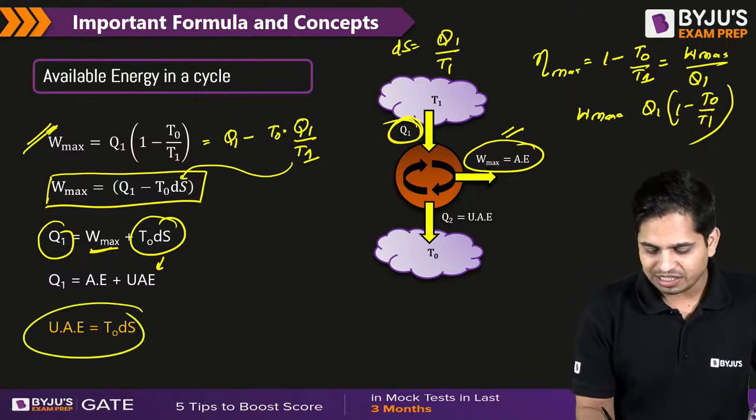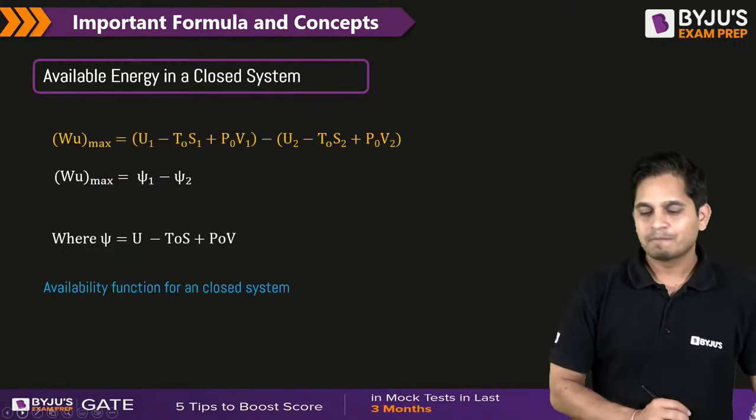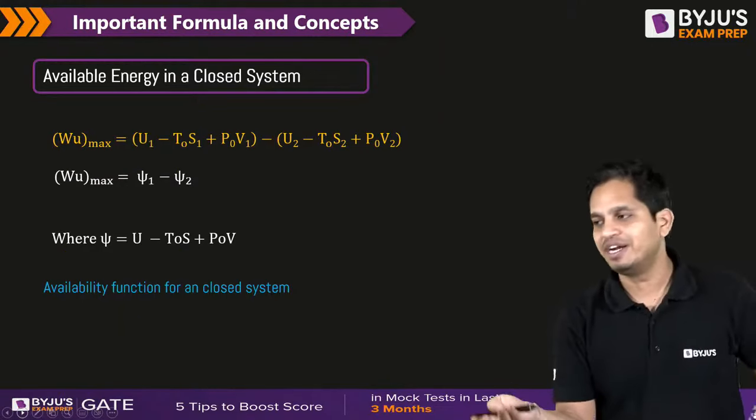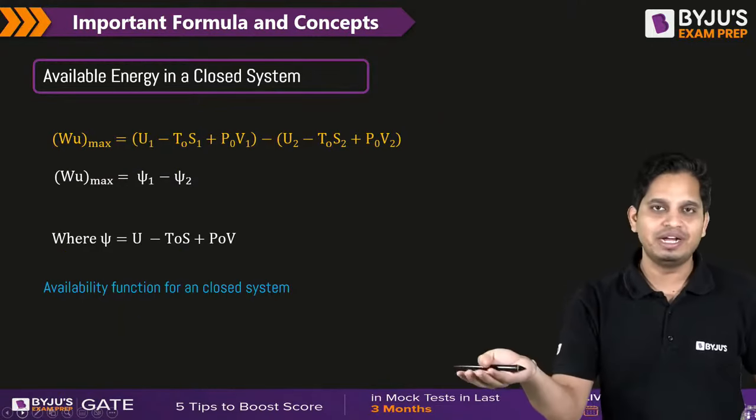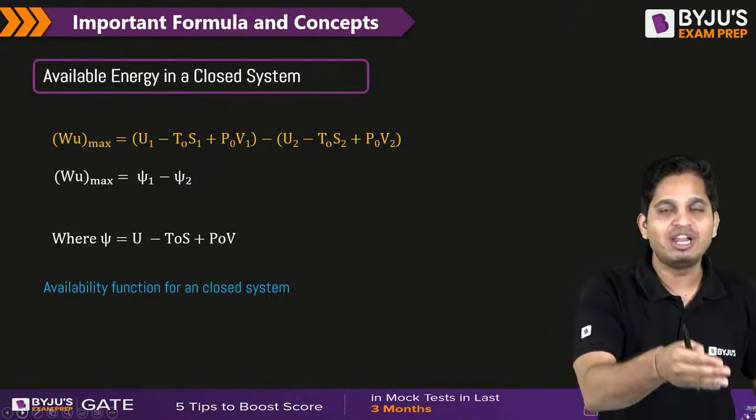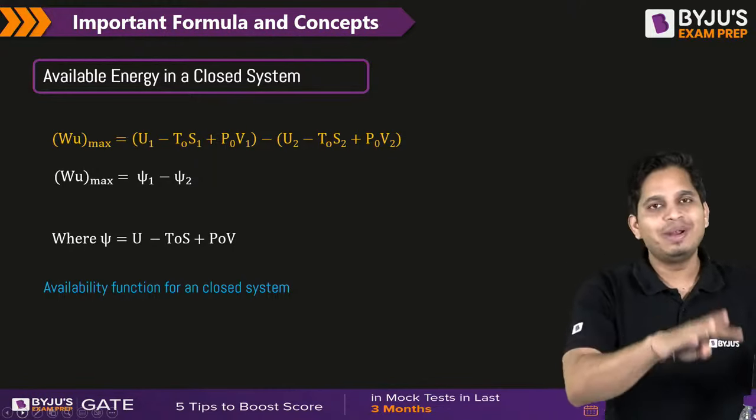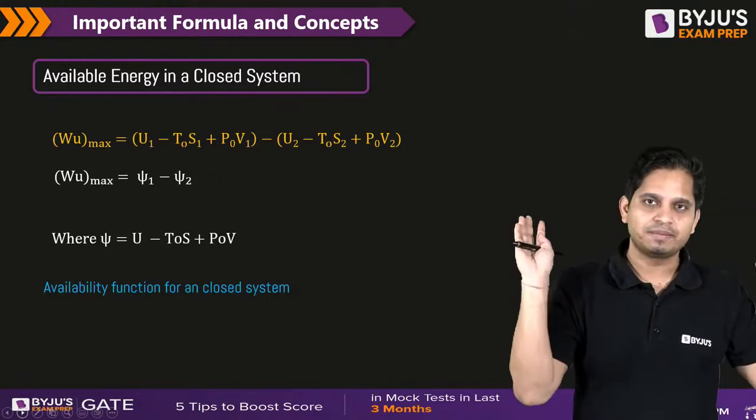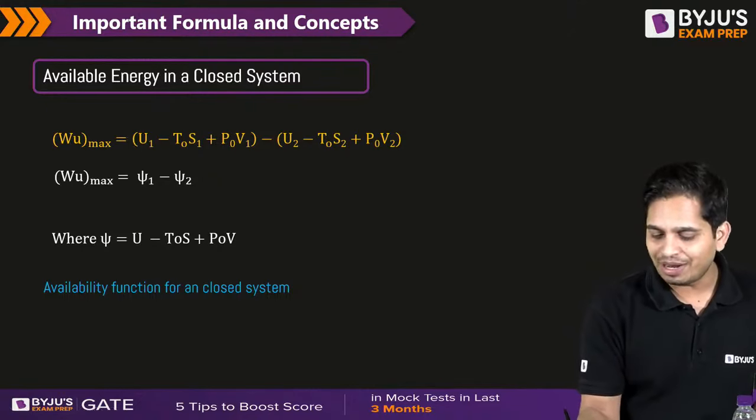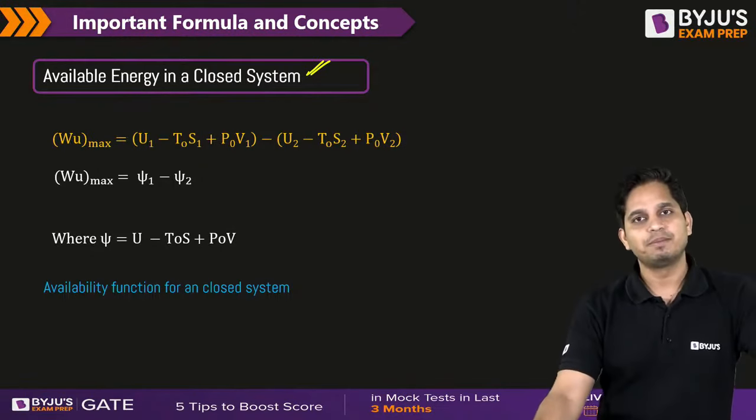So this is unavailable energy and this is available energy. Now there are so many people who are confused about available energy and availability. Some people will tell you available energy is for a cycle, availability is for a system, for a process. Basically, availability and available energy, they are the same thing. Now, available energy for a closed system.